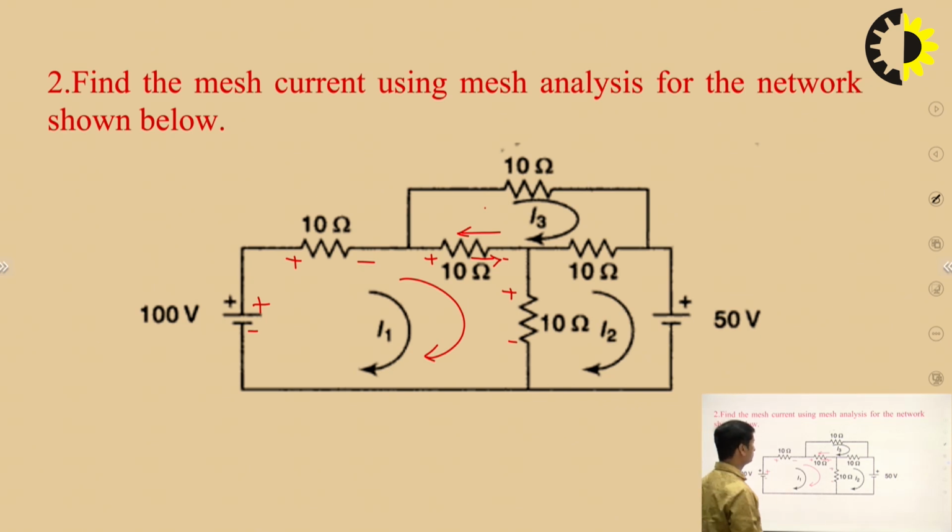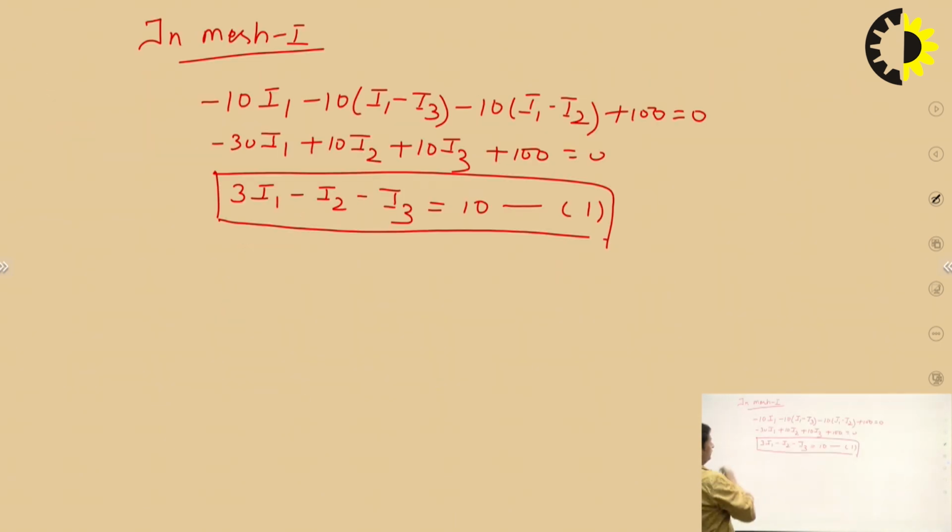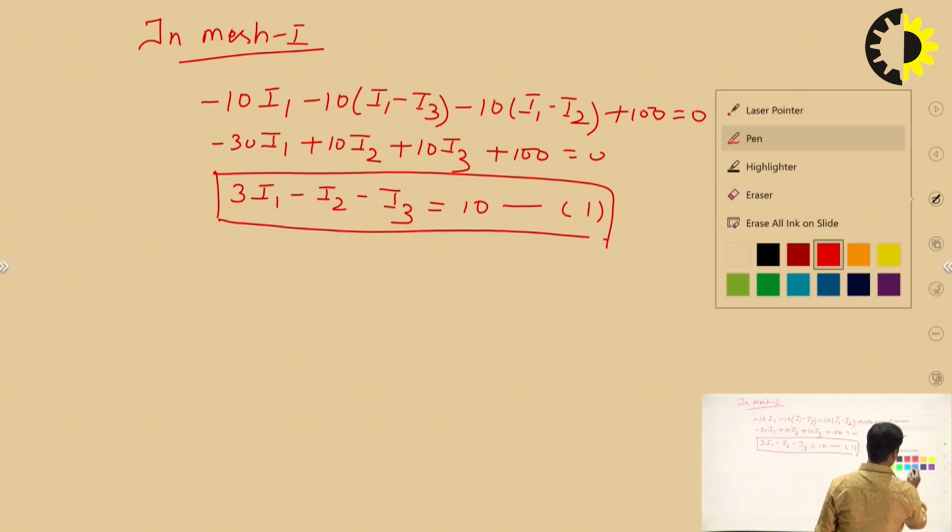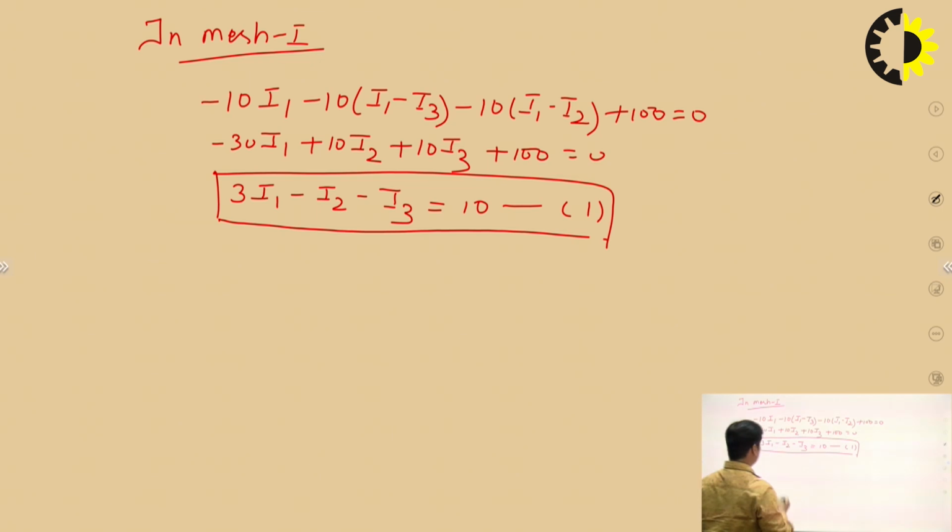Now let us take a second mesh. This is our second mesh where I2 current is flowing. This is the first mesh, second one, and third one. So we have taken the three meshes. Sorry, so in mesh number two, I'm taking it with a different color.